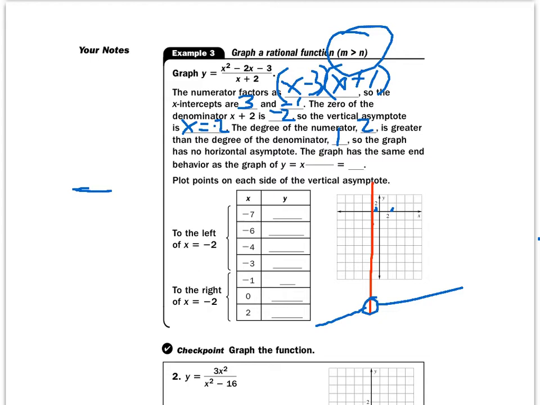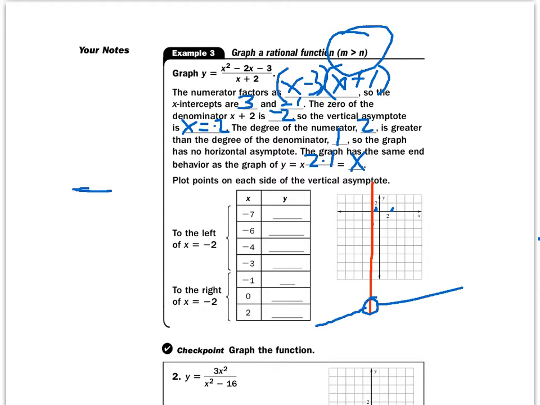Refer back to a couple pages ago when we talked about that. So the graph has no horizontal asymptote. The graph has the same end behavior as, and this is where that thing came in earlier, y equals x squared over x, or y equals x.